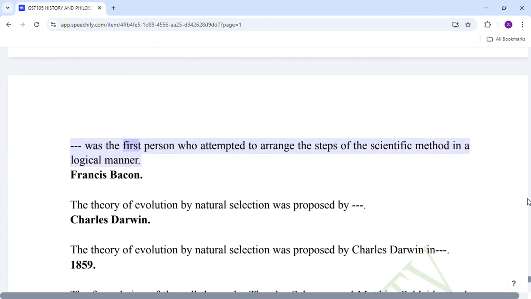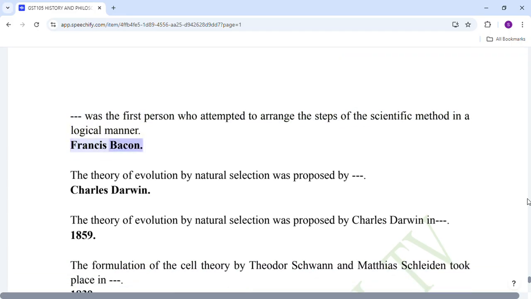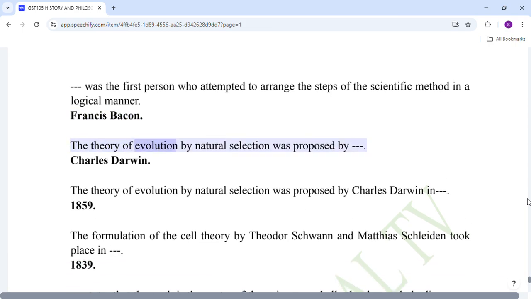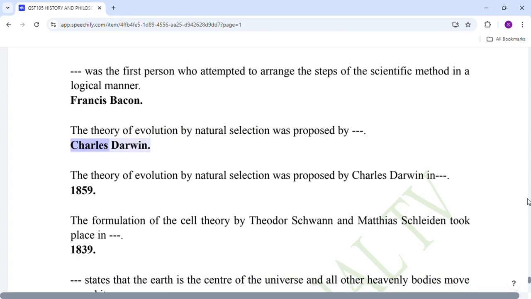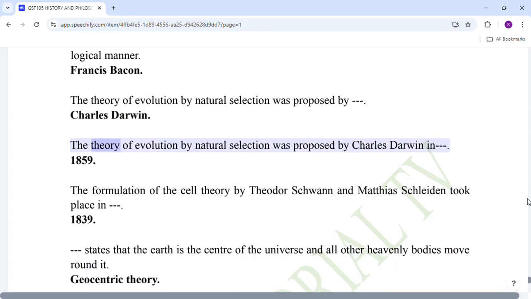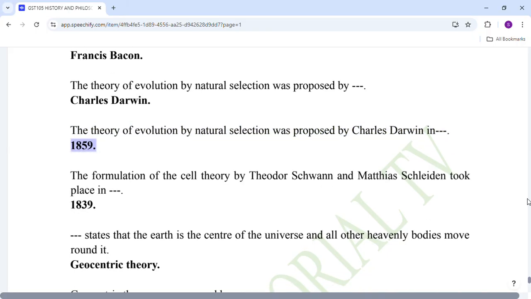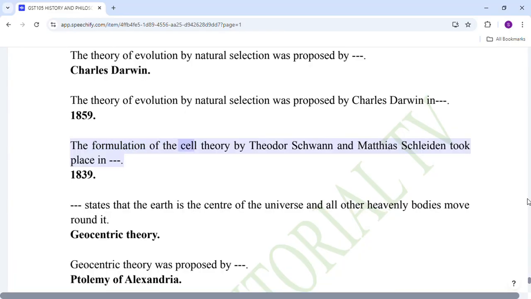Francis Bacon was the first person who attempted to arrange the steps of the scientific method in a logical manner. The theory of evolution by natural selection was proposed by Charles Darwin in 1859.